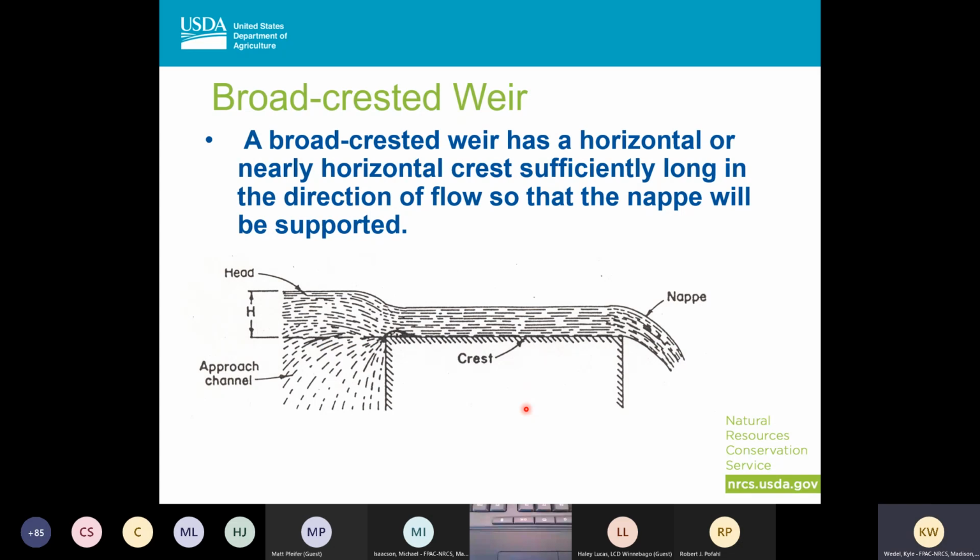So this is a picture of a broad-crested weir. A broad-crested weir has a horizontal crest that's long enough to support the nappe of the water. If this is my normal water body, when it comes over the weir, it comes down to a different elevation. This is called the nappe, and the crest is the area that's going to support it. You'll see this in broad-crested weirs, often in earthen embankments. You have a flat area that the water flows over.